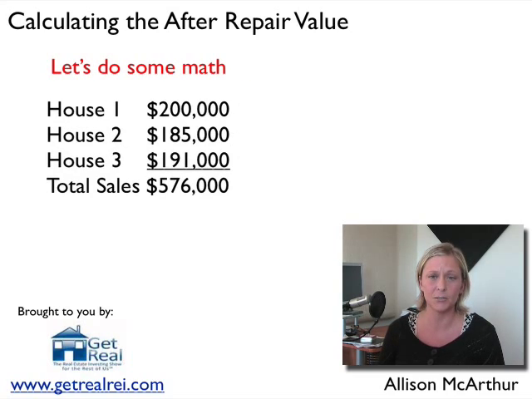Now let's go ahead and do a little bit of math here. And what I've done is given you 3 different numbers here: the square foot and the house price. The price of the house. House 1 is $200,000. You've got house 2 at $185,000. You've got house 3 at $191,000. Now total that together and you're going to get $576,000.